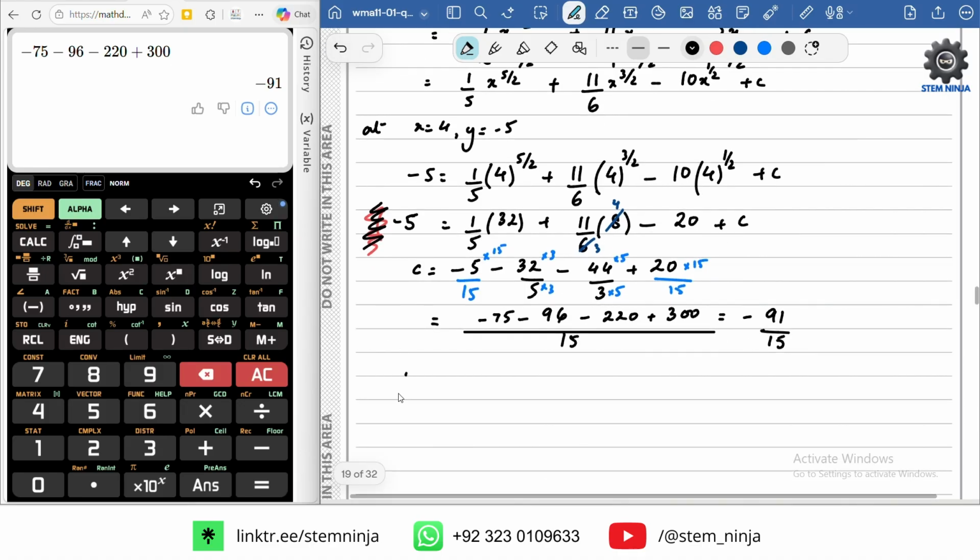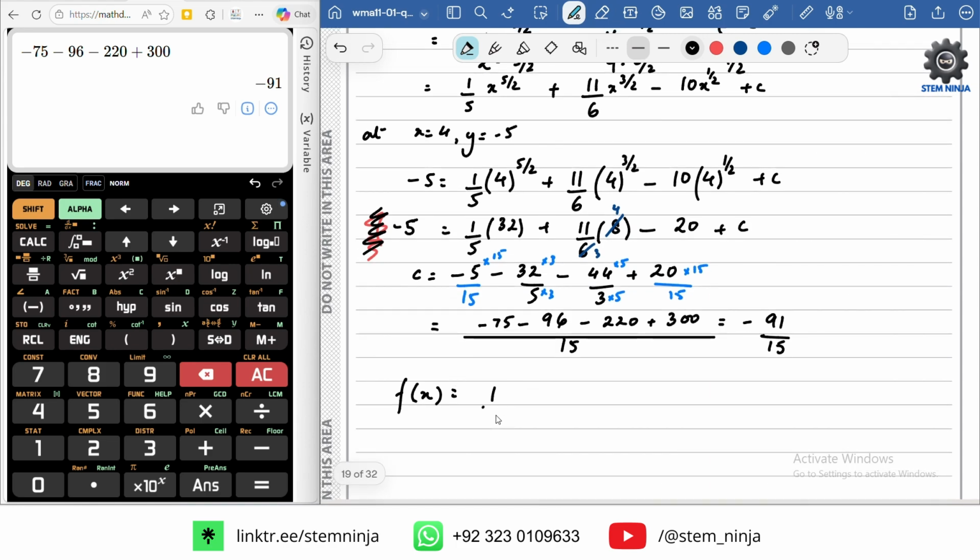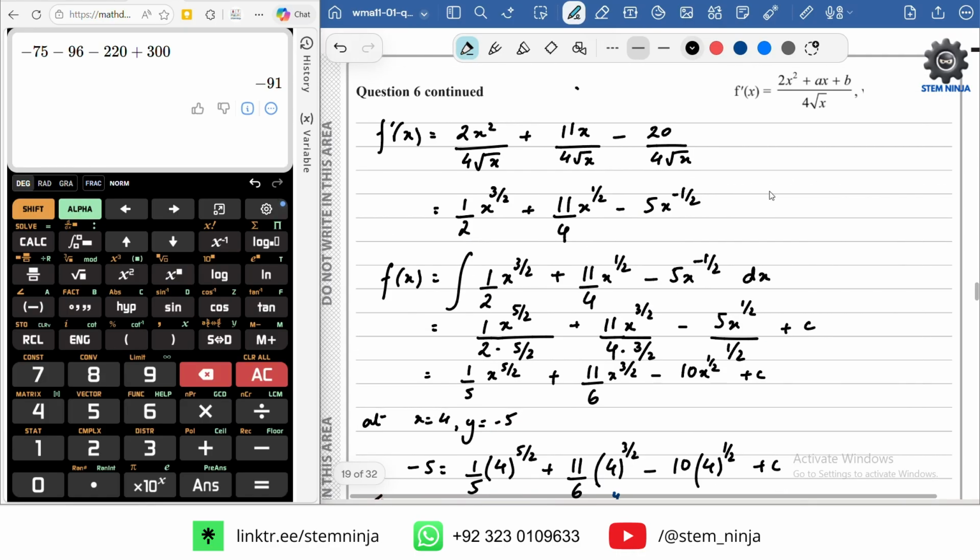So f of x is 1 over 5 x 5 over 2 plus 11 over 6, 3 by 2 minus 10 x 1 over 2 minus 91 over 15. Okay, that was the last part.